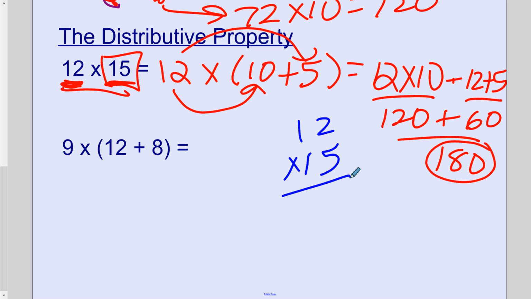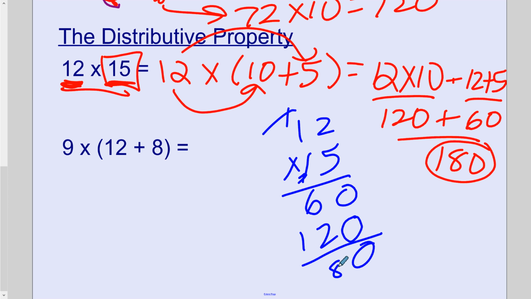Let's just double check. 5 times 2 is 10. 5 times 1 is 5, plus 1 extra is 6. Now I'm going to multiply by the 1, which is really 10, so I put my 0, cross off my regrouping, 1 times 2, 1 times 1, and lo and behold, I get 180. So it did work out.